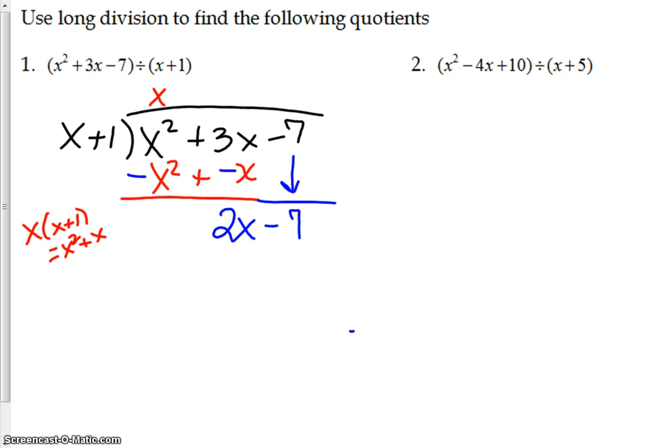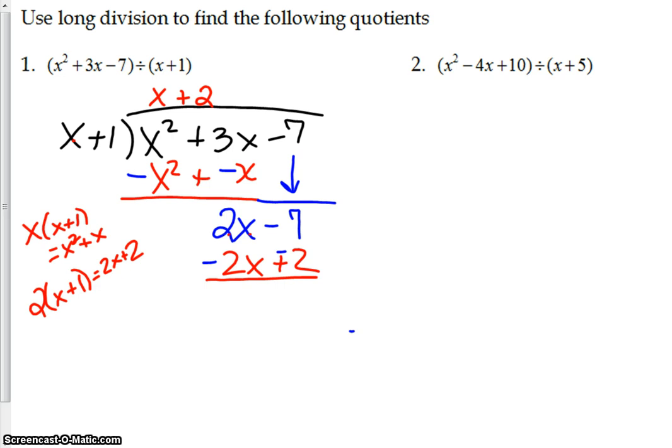Okay. So next step. What do I multiply this x by to make it look like this, 2x? I have to multiply it by a 2. So I'm going to put my 2 out in front here and do this mental math and say, what do I get for an answer? 2x plus 2. So I write that down, 2x plus 2. Now I have to do the opposite sign. I'm subtracting, remember? And so what I get for an answer here is a negative 9. So that's my remainder. So now my remainder here is negative 9. I could have also put minus 9 over x plus 1.